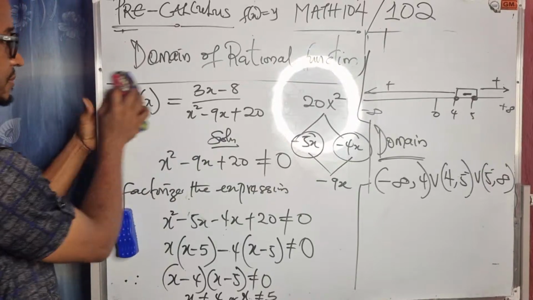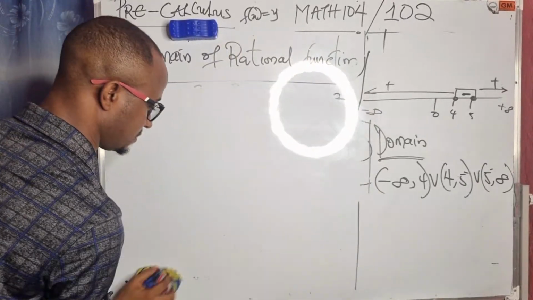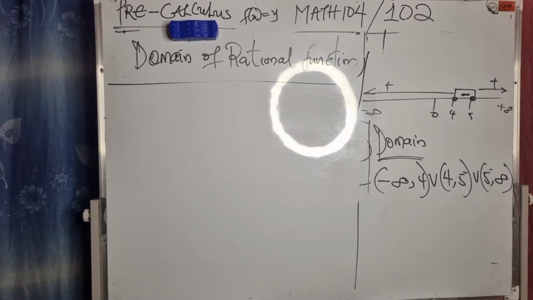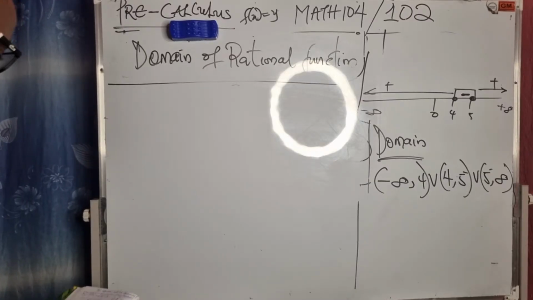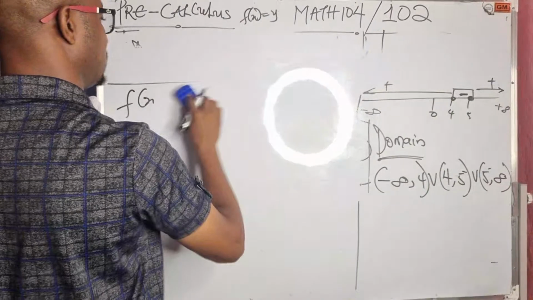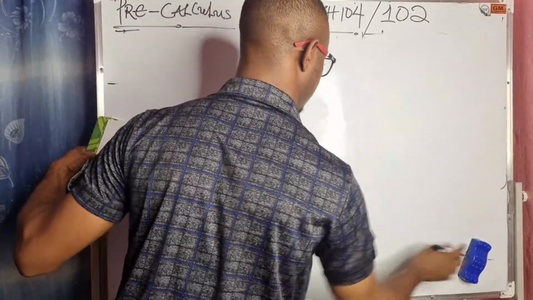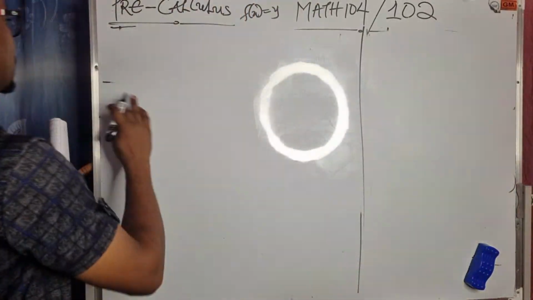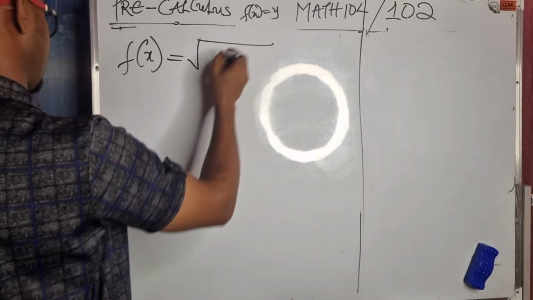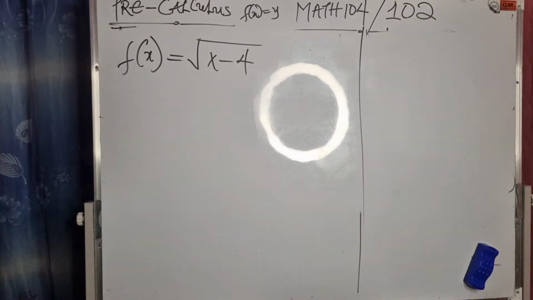We have a past question here that says: find the domain of f of x, which is equal to the square root of x minus 4. This is just an even square root function.